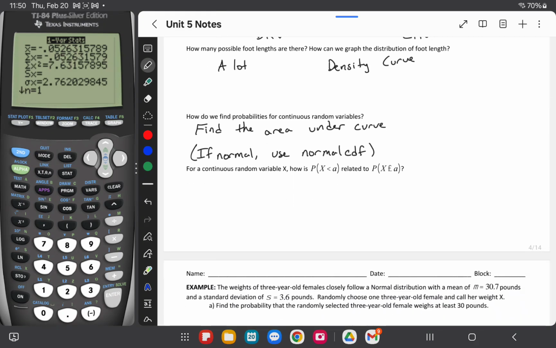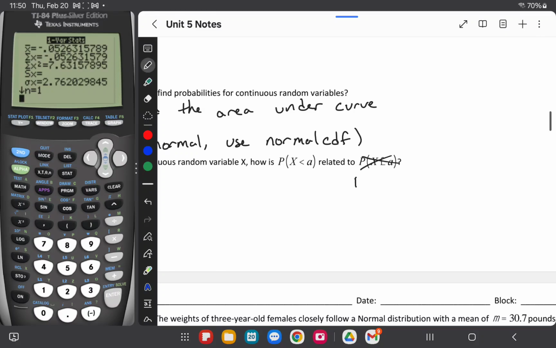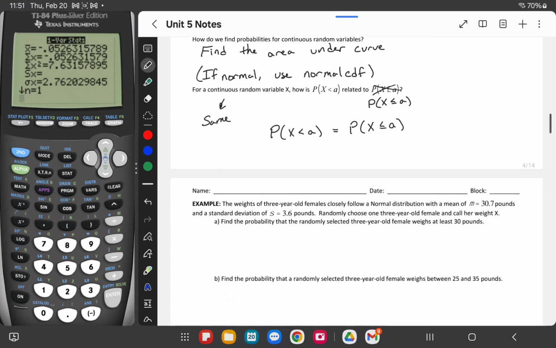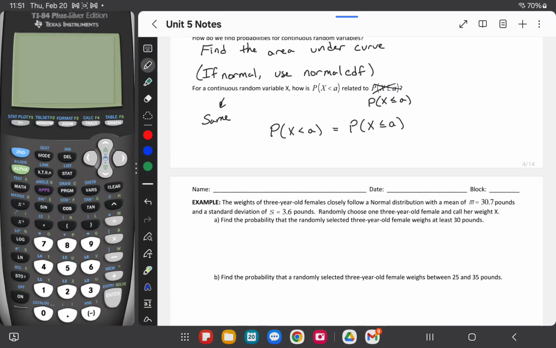Now, we talked about with discrete random variables, there is a very big difference between the probability of x being less than a, and then it was slightly printed off here in the notes. This should say the probability of x being less than or equal to a. So remember, for discrete, those are two very different values. However, for a continuous random variable, they are the same. The probability that x is less than a will be equal to the probability that x is less than or equal to a. So for continuous random variables, these are going to give you the exact same probability. Remember that that is not the case for discrete. So let's take a look at an example of how to use our continuous random variables.